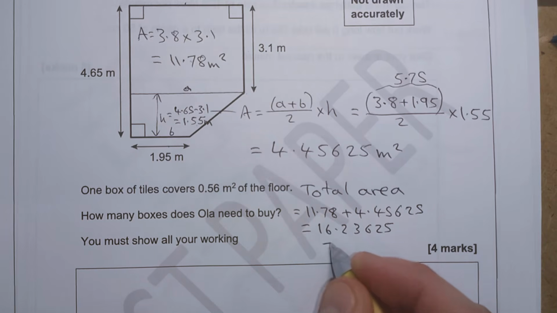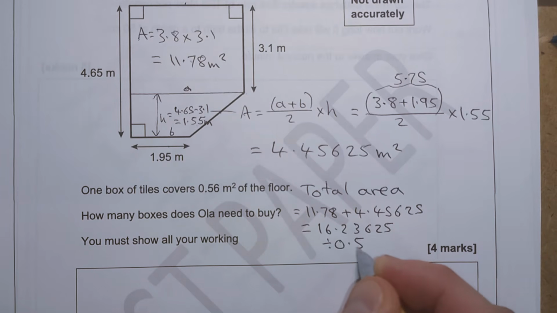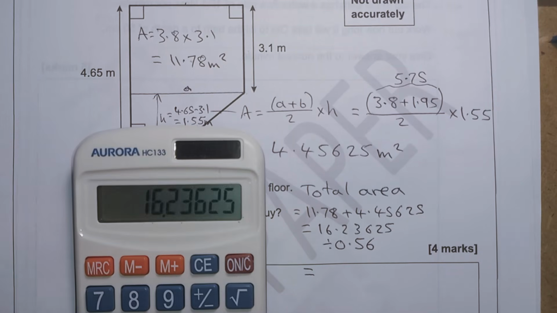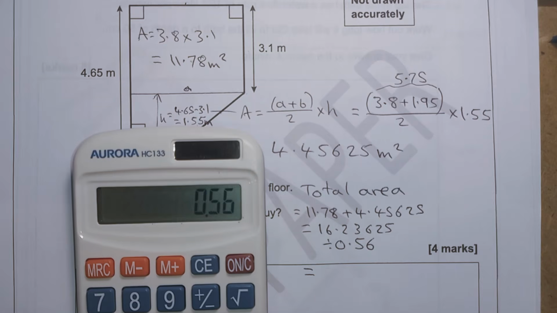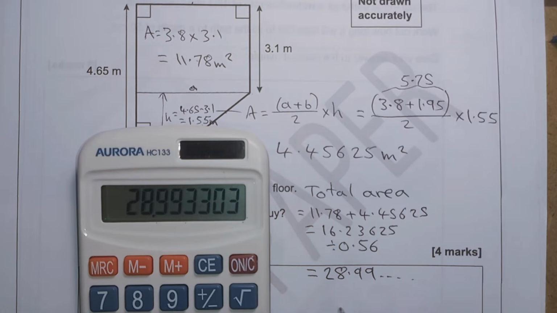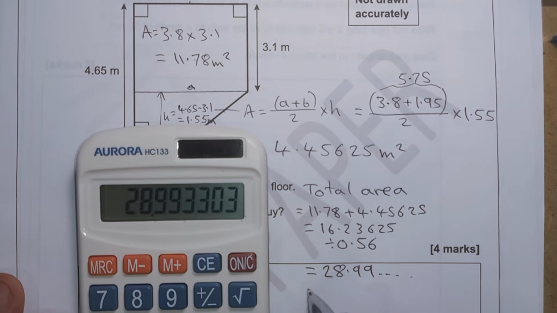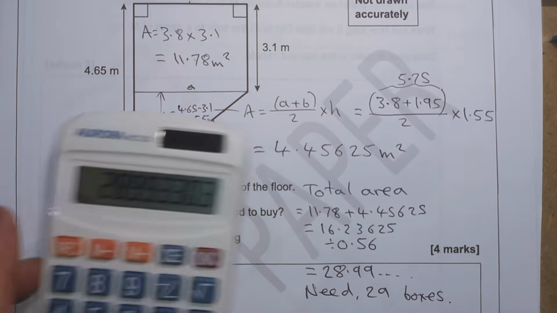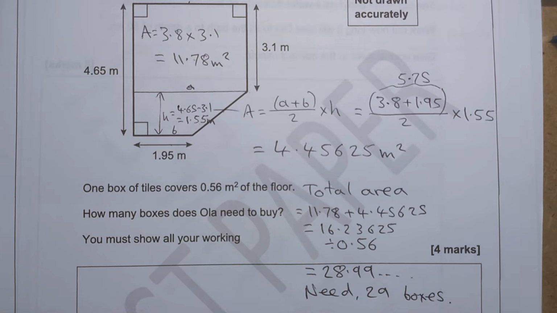So we want to divide this by 0.56 to tell us how many boxes we're going to need. And if we do that, we get 28.99 blah blah blah. So we're going to need 29 boxes. Okay.